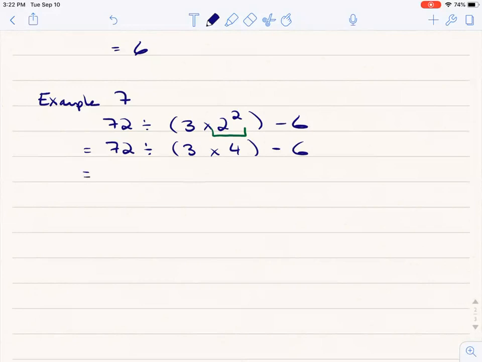And now we're back to essentially where we were before, right? Where we've got 72 divided by what's in the brackets, which is 12, then minus 6, right? But again, we have to do the division first before we can subtract. So we've got 6 minus 6. Ta-da.